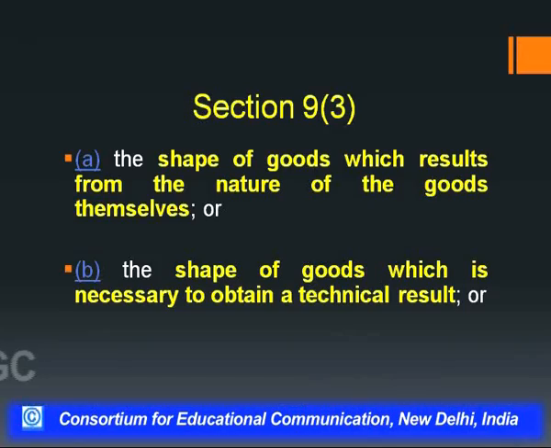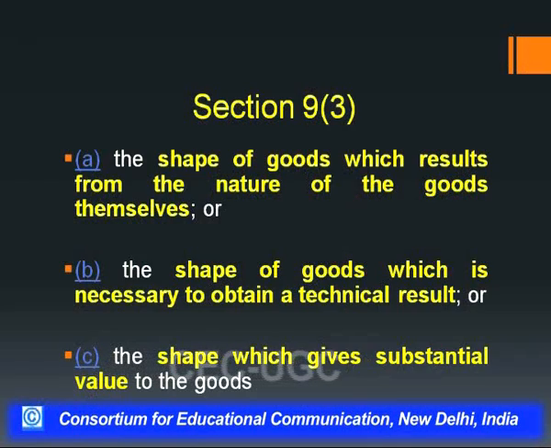If we go further and see the language of section 9(3)(b), it reads the shape of goods which is necessary to obtain a technical result. So a shape which is necessary to obtain a technical result shall not be registered. There is a different rationale available for the exclusion. And the third and the last one when it comes to shape trademarks is 9(3)(c), which reads the shape which gives substantial value to the goods shall not be registered.